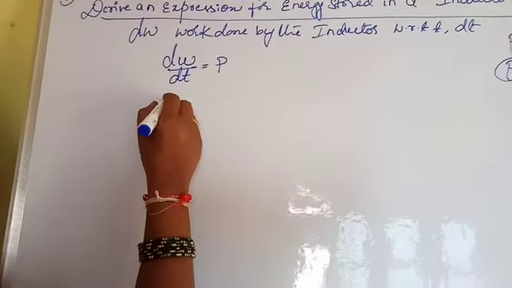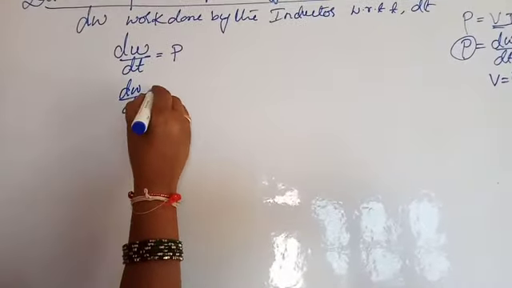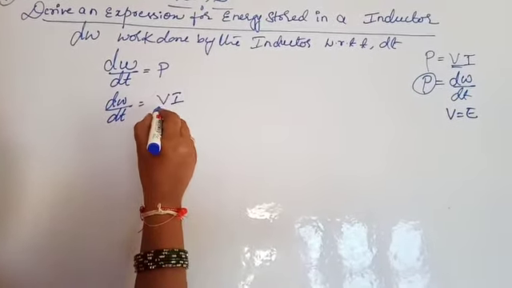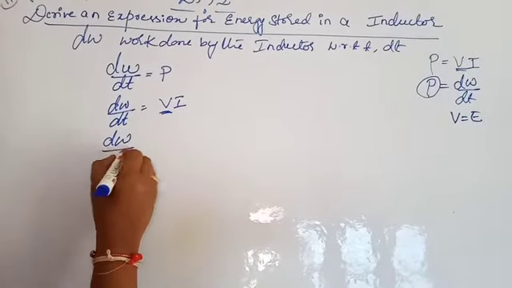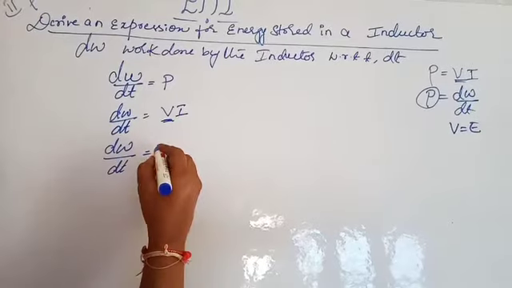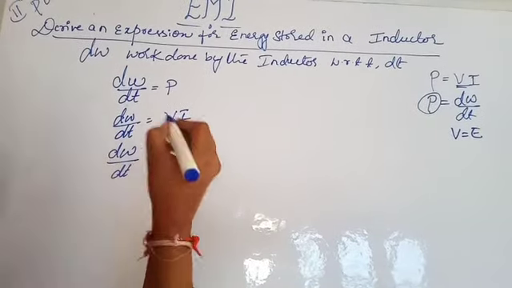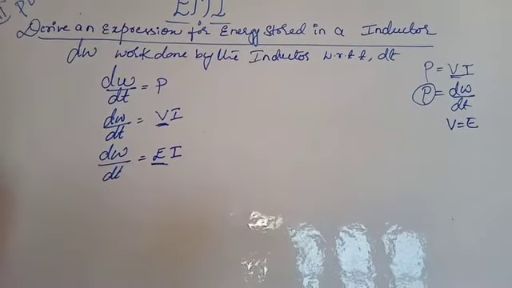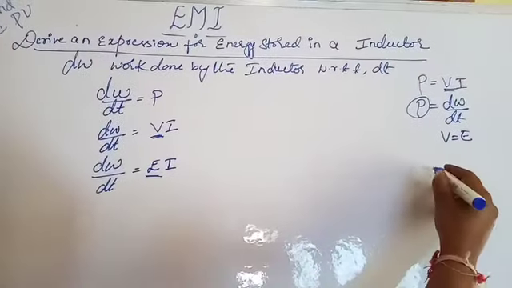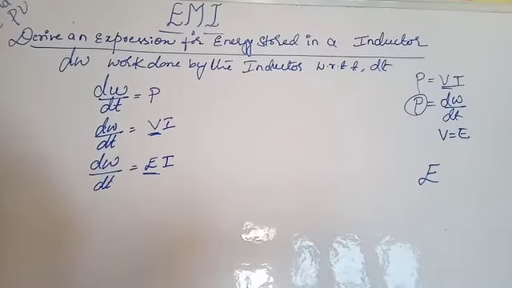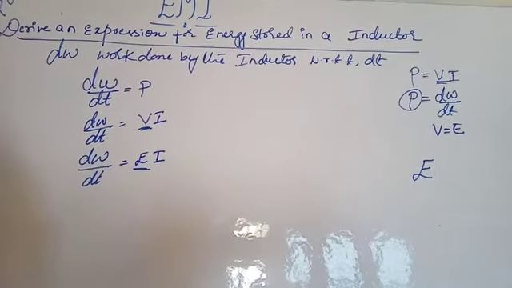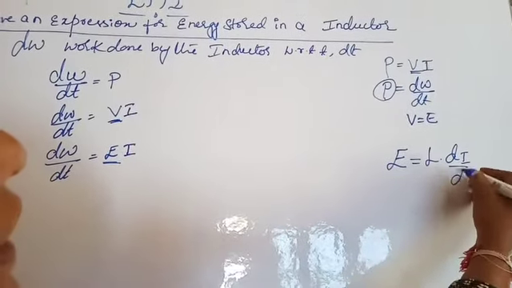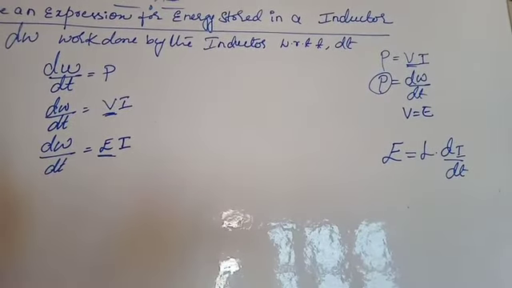So we have to substitute: dW by dt is equal to P, and instead of P we write VI. Instead of V, we write E. So dW by dt is equal to E into I. Next we have to substitute for E. According to Faraday's law, by self-inductance, E is proportional to the rate of change of current. So we can write E is equal to L into di by dt. Right, E is equal to L into di by dt.